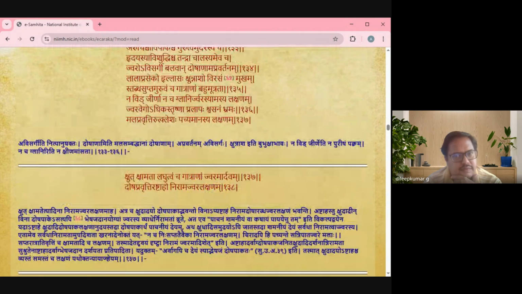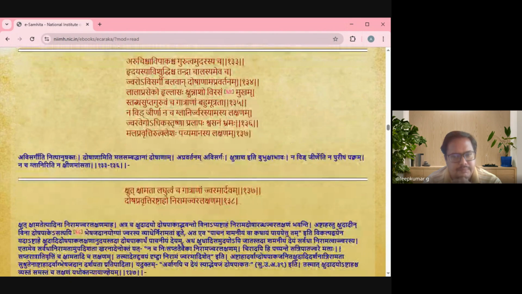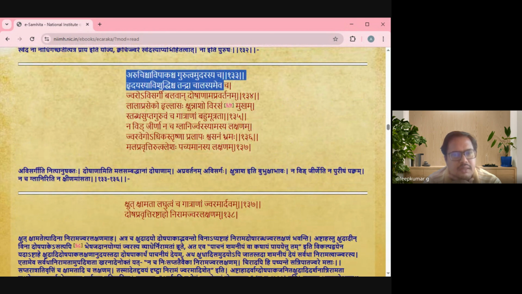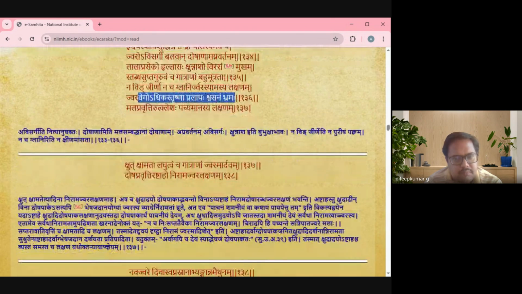Next, there are stages of Jvara: Ama Jvara, Pachyamana Jvara, and Nirama Jvara. Aruchi, avipaka, gurutvam udarasya cha hridayasya vishuddhi, tandra, alasya. These are all Ama Jvara lakshanas. Whereas Jvara vega adhika, trishna, pralapa, shwasanam, bhrama, mala pravritti, so this is called Pachyamana Jvara lakshana.